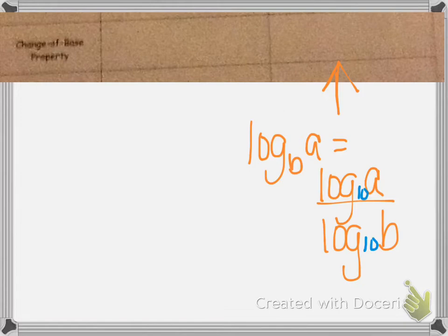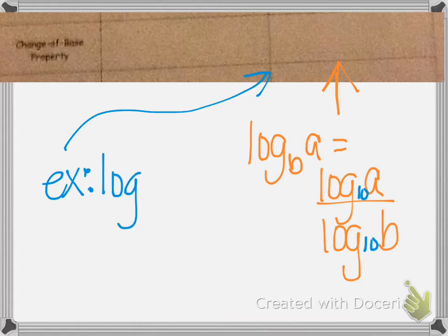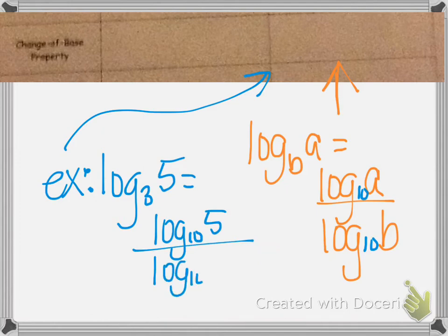So for example here, and again this is just for logs, this is not for exponents, if I have log base 3 of 5, then this would be equal to log base 10 of 5 divided by log base 10 of 3. That's the change of base property.